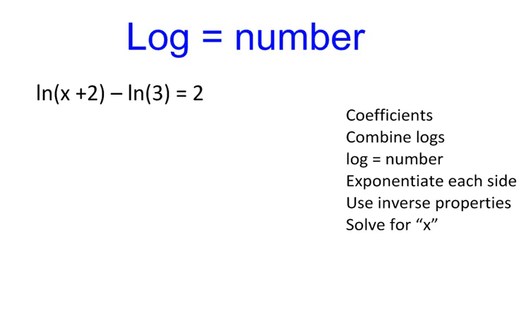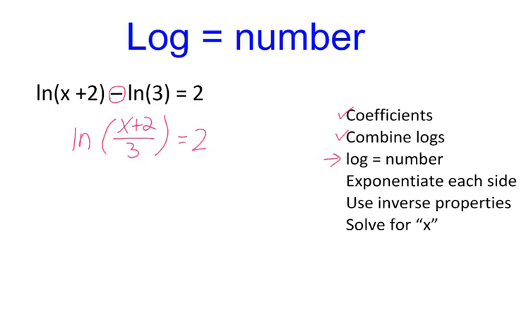One more example for log equals a number. We have natural log of x plus 2 minus natural log of 3 equals 2. No coefficients to worry about here, but I do need to combine and condense to a single logarithm. Remember, my subtraction condenses to division. So the natural log of (x plus 2) over 3 equals 2. I'm left with log equals a number.